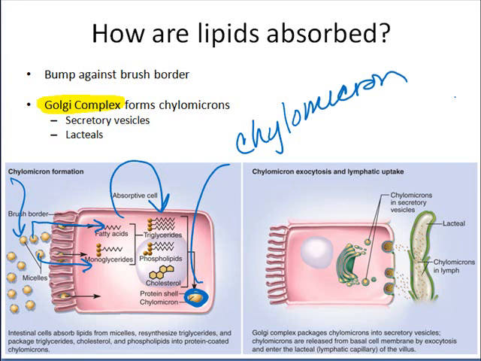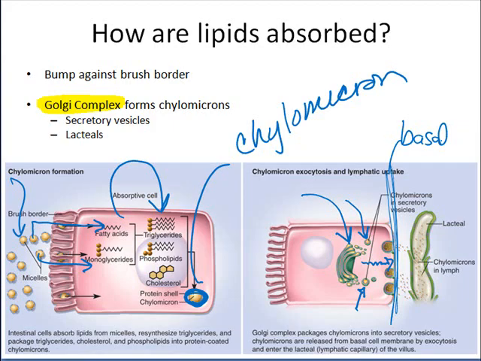Okay, and here it is. Here's my Golgi complex. Here it is releasing these chylomicrons full of triglycerides. Those chylomicrons then migrate over to the basal side, that's opposite from the lumen, basal side of these cells, and they are exocytosed. And they release their contents, all these triglycerides, into this extracellular fluid. They diffuse down their concentration gradient and are picked up by the lacteals.